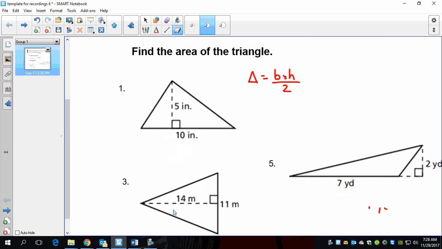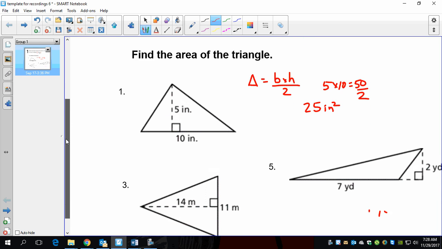So for finding the area of a triangle, we did parallelograms prior to this, and it was base times height to get our parallelogram area. Our base is 10 for this one, our height is 5. So if we do base times height divided by 2, that's just going to be 5 times 10. 5 times 10 is 50, and 50 divided by 2 is 25. So that would be 25 inches squared for the area of the triangle for number 1.